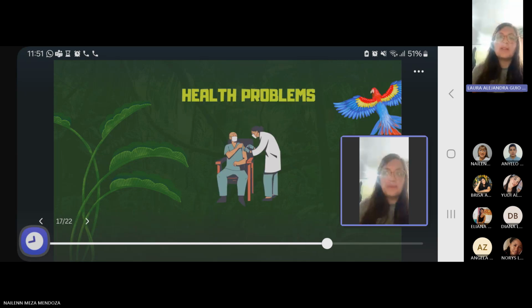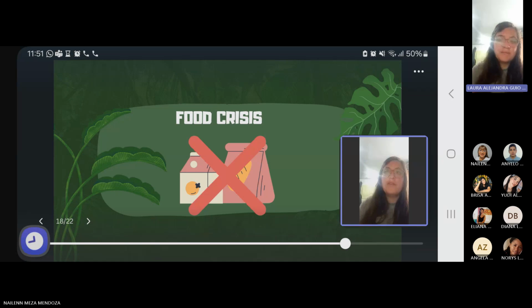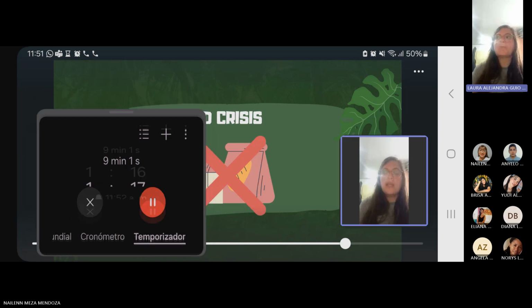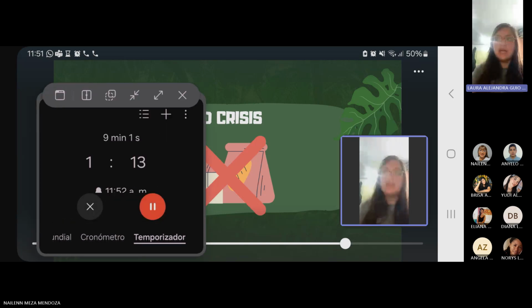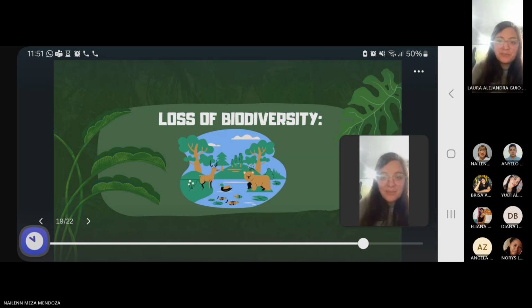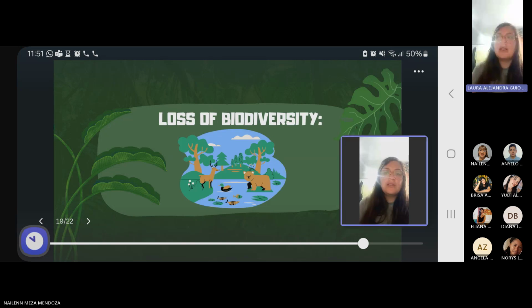Health problems. Climate change can increase the spread of vector-borne diseases such as dengue and malaria, in addition to generating respiratory and cardiovascular problems. The next, please. Food crisis. Climate change can reduce agriculture and livestock production, which can generate food crisis and food insecurity in different parts of the world. Then next, please. Loss of biodiversity. Climate change can lead to loss of biodiversity as ecosystems and species cannot adapt to environmental changes. The next, please.